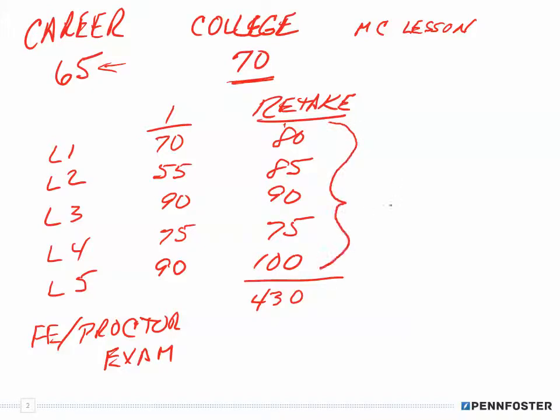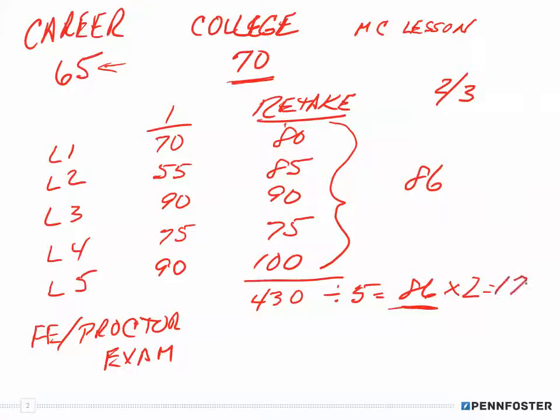Now, these all average out and they make up 2/3 of your final grade. So I had 5 exams, 430 divided by 5 gives me an average of 86. That makes up 2/3 of your grade, so you have to multiply that by 2, and that would give you 172 points.